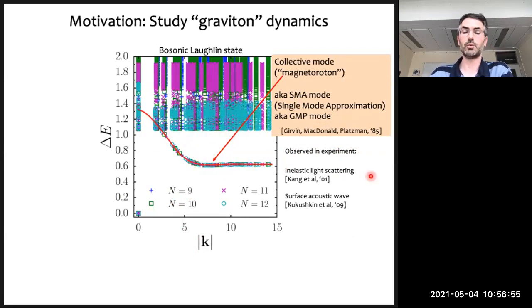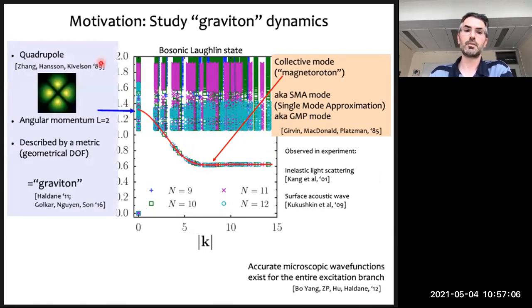But what was interesting for us mainly is the long wavelength limit. So this part of the mode, which, as you see, is buried in the continuum of the energy spectrum. And the interesting part of that long wavelength limit of the magnetoroton is that it has this quadrupolar structure. So it's kind of like an emergent spin 2 degree of freedom, or more precisely, it has angular momentum 2 in this case. And it's described by this emergent metric, the geometrical degree of freedom. And these are some of the reasons why it was called graviton in this context.